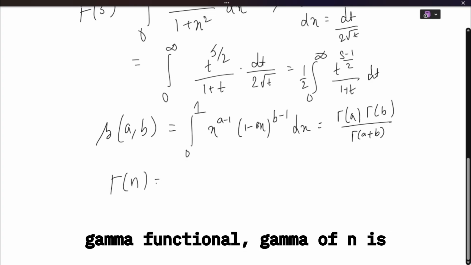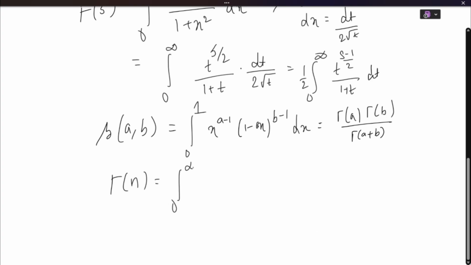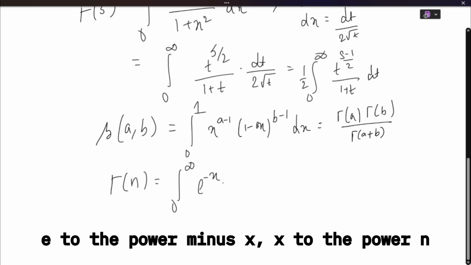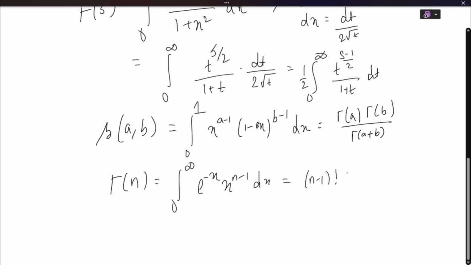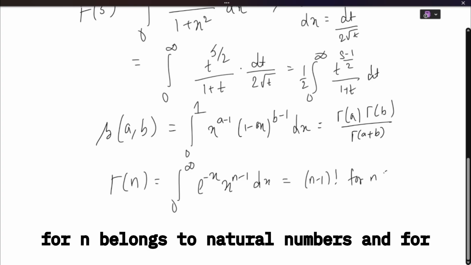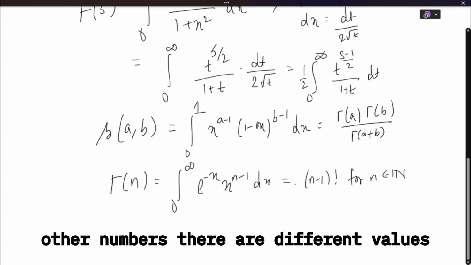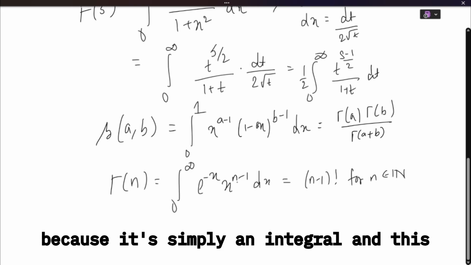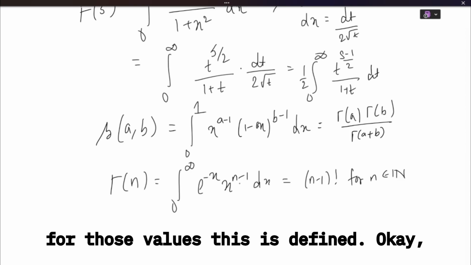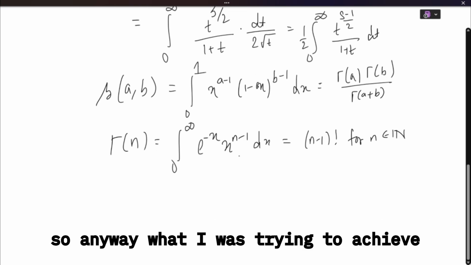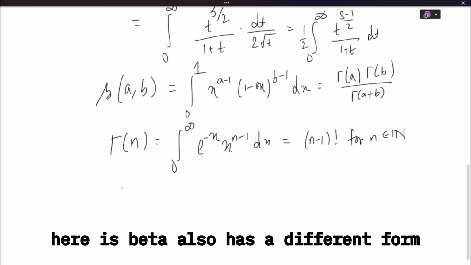Gamma of n is simply the integral from 0 to infinity of e to the power minus x times x to the power n minus 1 dx. For natural numbers n, this becomes (n minus 1) factorial. For other numbers, there are different values because it's simply an integral. And this is defined for n greater than 0. Anyway, what I was trying to achieve here is that beta of a, b also has a different form.